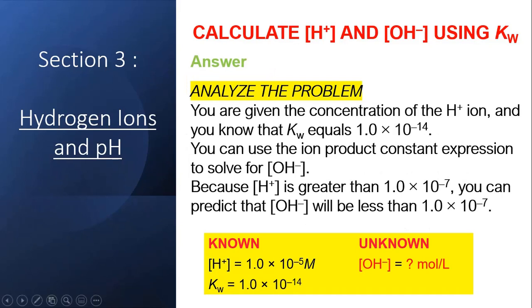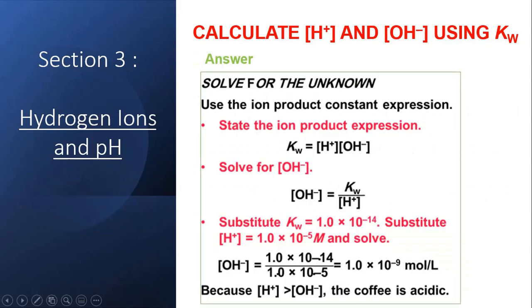As per the analytical information here, how did we analyze the problem? H positive equals 1 times 10 to the power negative 5. Kw was 1 times 10 to the power negative 14. OH negative is unknown. So how could we do it? First step, you put the Kw formula. Kw equals concentration of H positive times concentration of OH negative. If you want OH negative, then you do Kw divided by concentration of H positive, and this is going to be what?